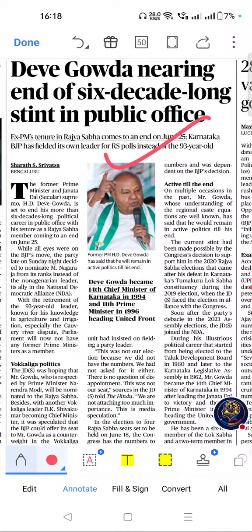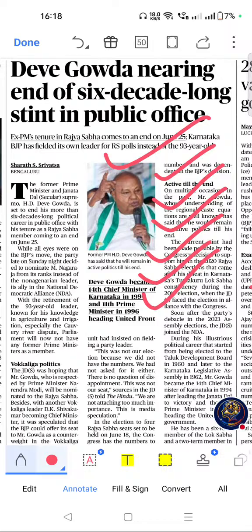This one. Deve Gowda nearing end of six-decade-long stint in public office. If you see the importance of this topic, important personality in modern Indian politics. Coalition governments are frequently asked in UPSC. Relevant for post-1990 political developments. Questions have appeared on this topic like coalition politics, United Front government, Prime Ministers of India.